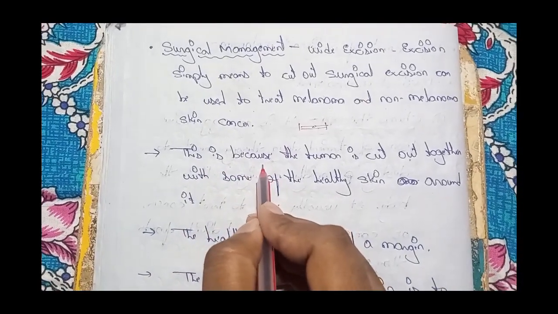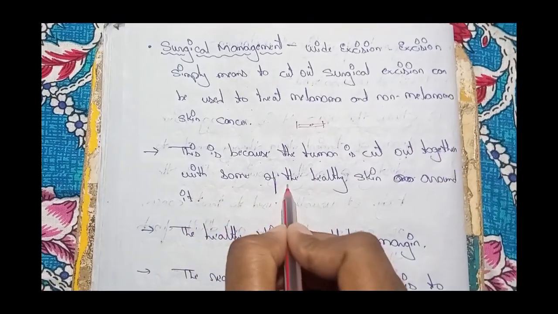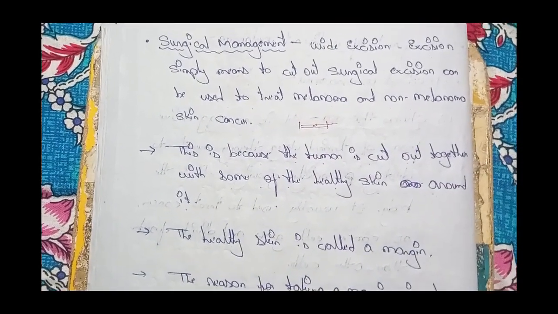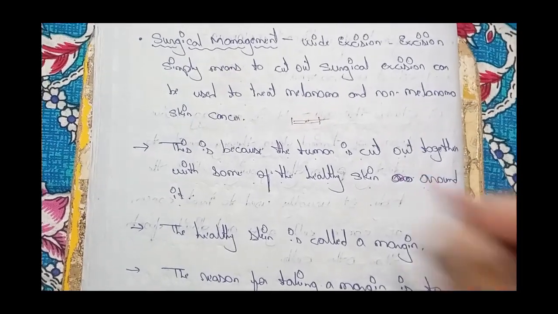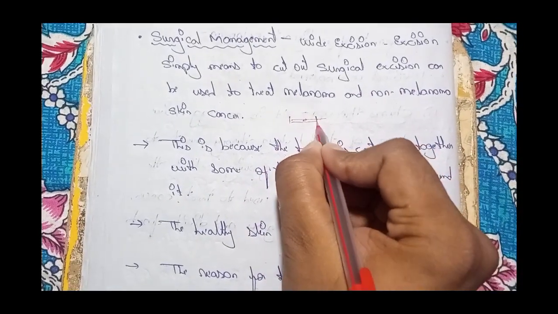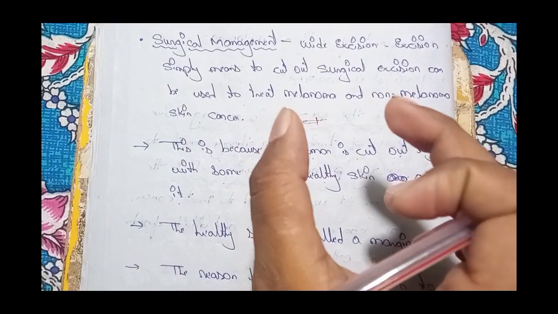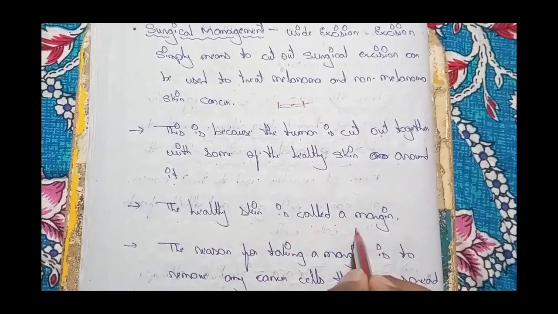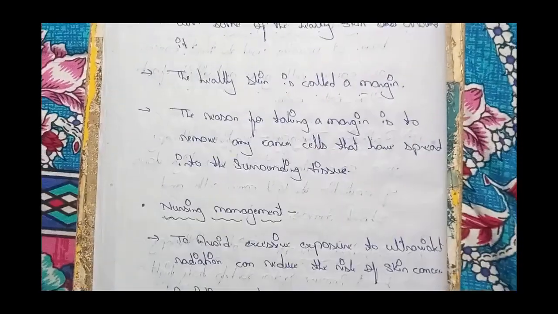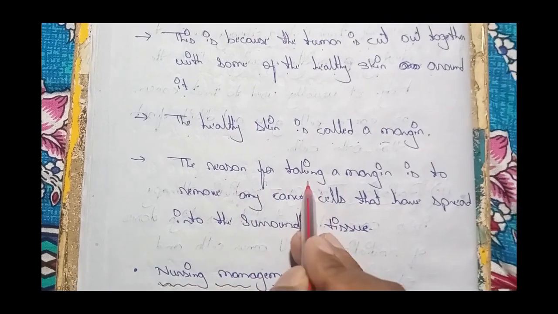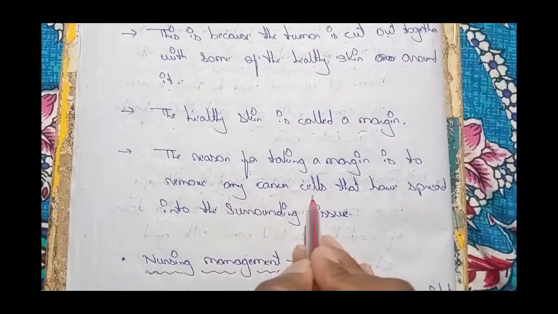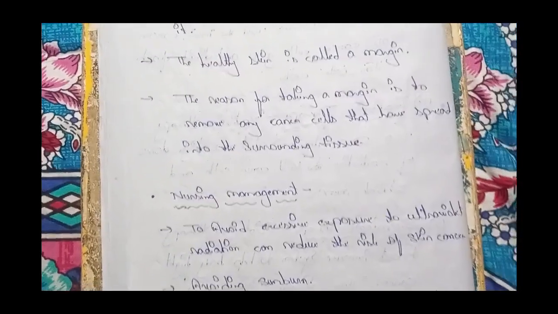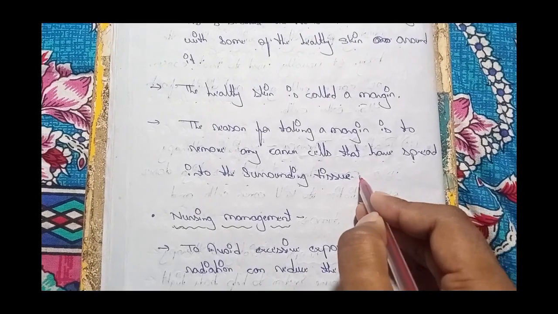This is because the tumor is cut out together with some of the healthy skin around it. Means if the healthy skin is not that much affected, it is better to remove that particular portion where the skin cancer is happening. So the healthy skin is called a margin. The reason for taking a margin is to remove any cancer cells that have spread into the surrounding tissues. So any healthy skin that we take, for the surrounding cells, we call the margin cells.